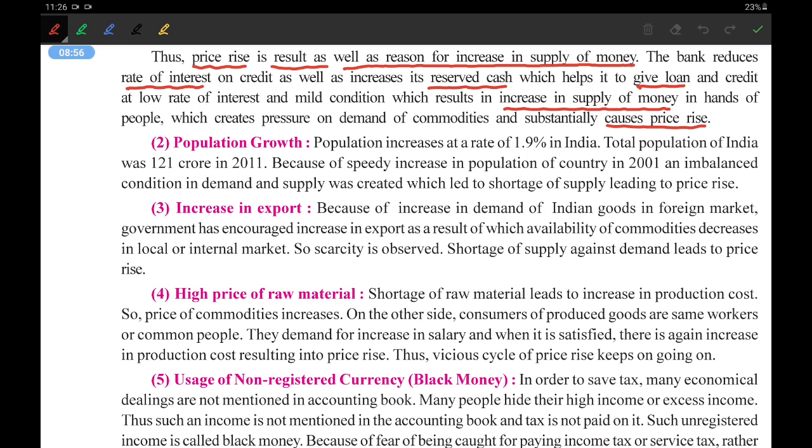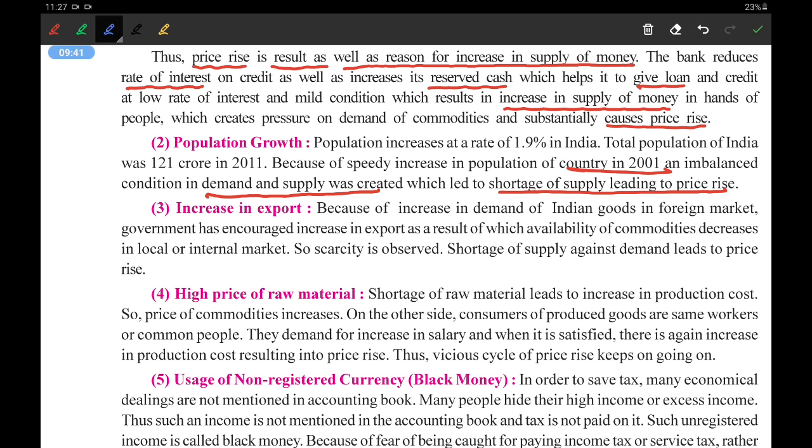Because of the speedy increase in population of the country in 2000, an imbalanced condition of demand and supply was created. See, due to high increase, there was an imbalance which led to shortage of supply, which led to the price rise. Okay, so as there was shortage of supply, the price goes up. Next reason is increase in export. Now you know what is export and import. Import is to get things from foreign countries into our nation, and export is to send things from our country to foreign countries.